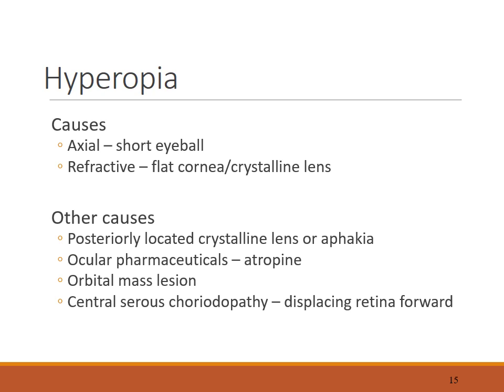Other causes of hyperopia can be a posteriorly located crystalline lens or aphakia. It can also be caused by a side effect of ocular pharmaceuticals, such as using atropine. It can also be caused by a mass lesion, such as an orbital mass lesion, or by displacement of the retina forward, which we call central serous choroidopathy.